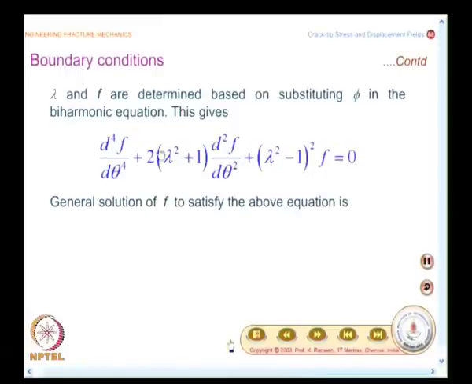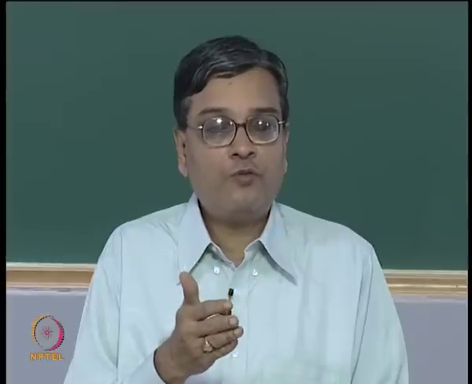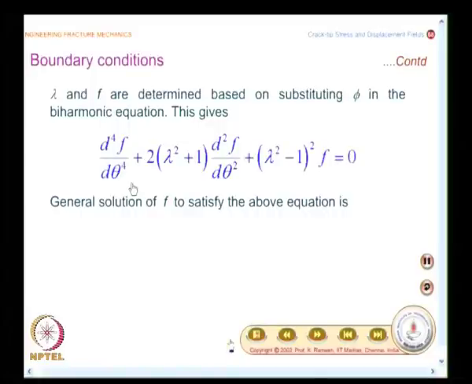When I want to see that phi is a valid candidate for stress function, it has to satisfy the biharmonic equation. And this biharmonic equation in terms of the stress function that we have taken turns out to be d power 4 f divided by d theta power 4 plus 2 times lambda squared plus 1 d squared f by d theta squared plus lambda squared minus 1 whole squared f equal to 0. We have taken the Airy stress function phi. You substitute it in the biharmonic equation and you get the final resulting equation in this fashion. So, by solving this, we will be able to find out the Eigen values as well as the Eigen functions.